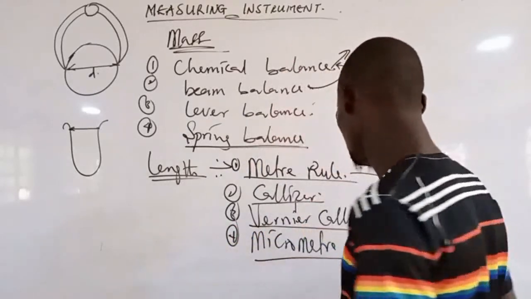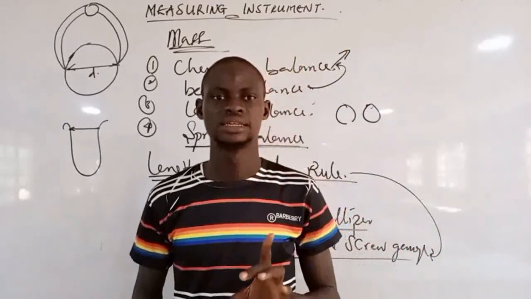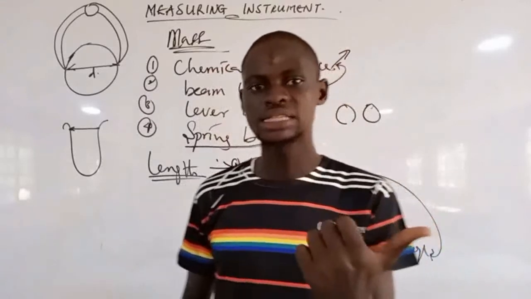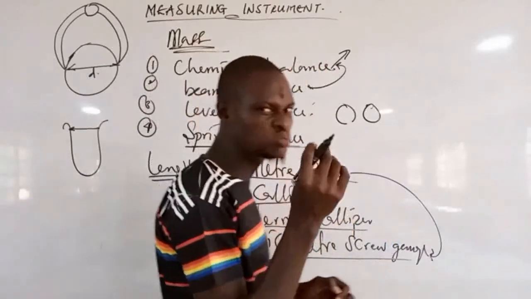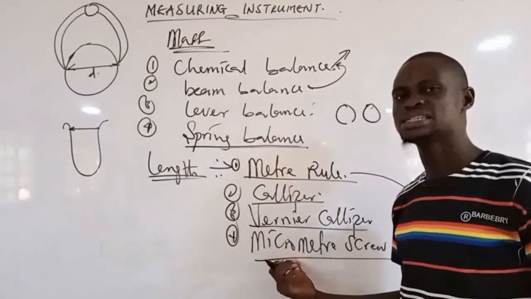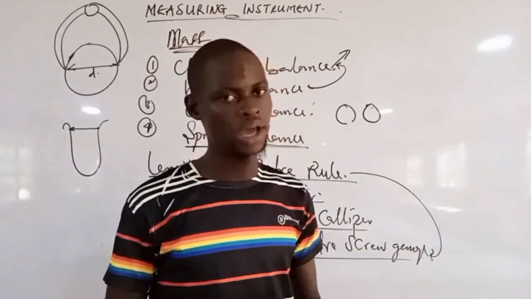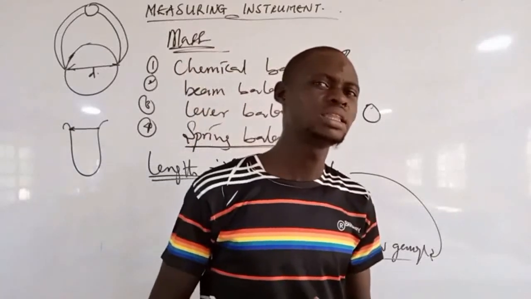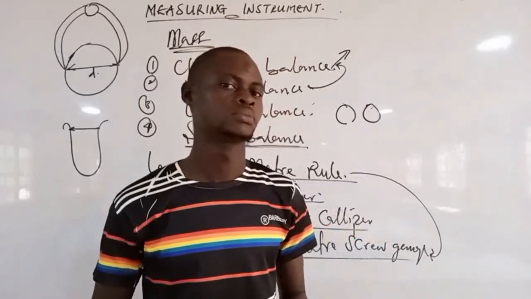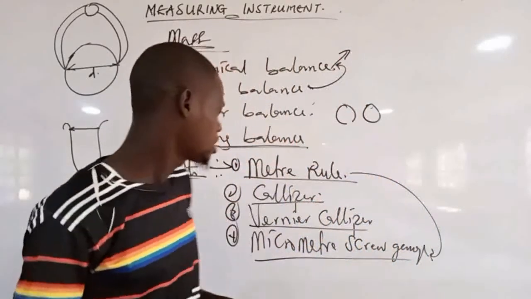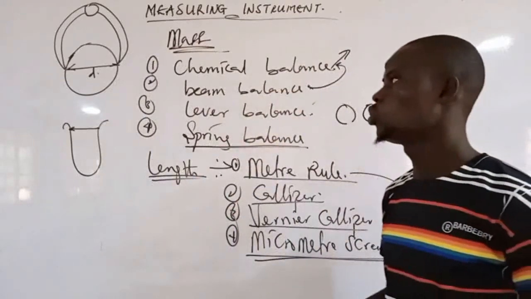Now, the last one is the micrometer screw gauge. A micrometer screw gauge is used to measure very small lengths. Don't forget, I said very small length. The kind of length we're referring to here is like the thickness of paper. Can you see how small the length is? This micrometer screw gauge is accurate enough to measure it. The thickness of paper is an example. We can use it to measure the thickness of a wire. That's another example. You can also use it to measure the diameter of a small pendulum bob.